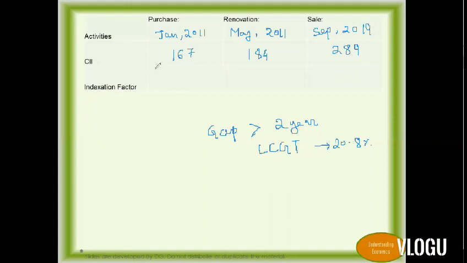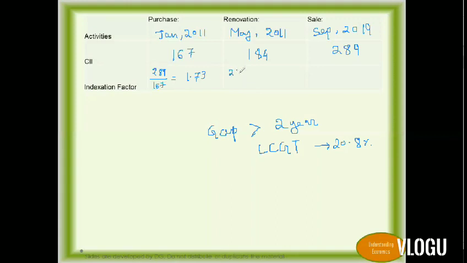And how can we calculate it? We just put the CII of the selling year, that is 289, divided by the CII of the purchase year, which is 167, and the value will be coming as 1.73. What will be the indexation factor for the renovation year?